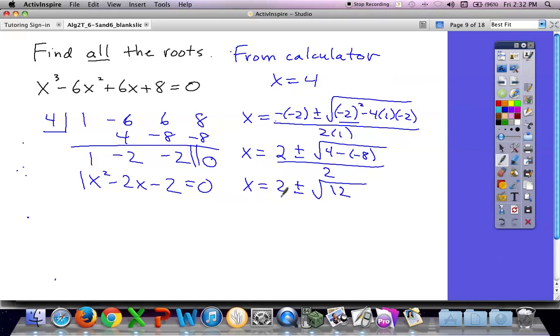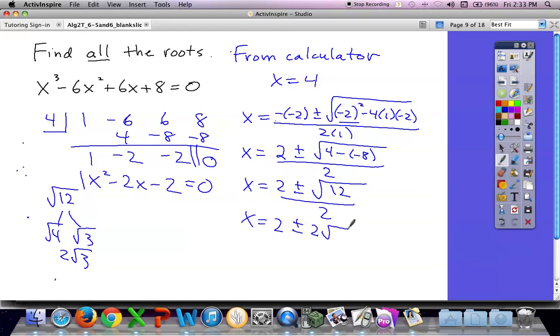So x equals 2 plus or minus the square root of 12, divided by 2. How can we simplify the square root of 12? Remember that 12 is not a perfect square, but it is 4 times 3, and 4 is a perfect square. So that's 2 times the square root of 3, and all of that is divided by 2. So it'll be 1 plus or minus the square root of 3.